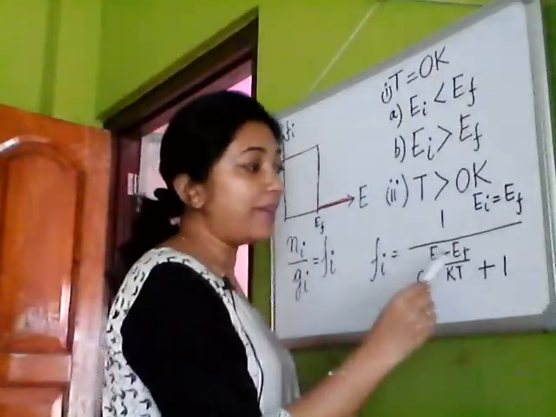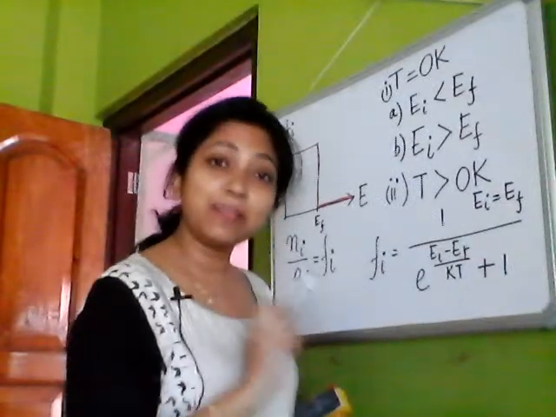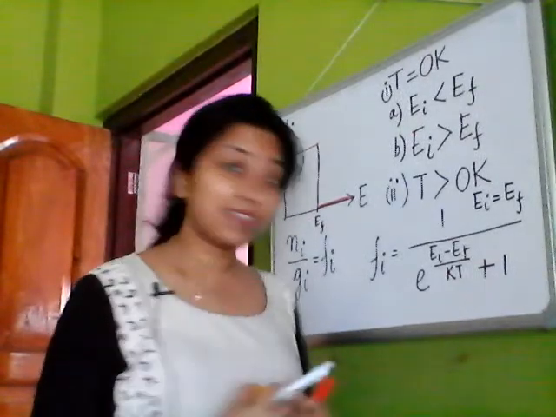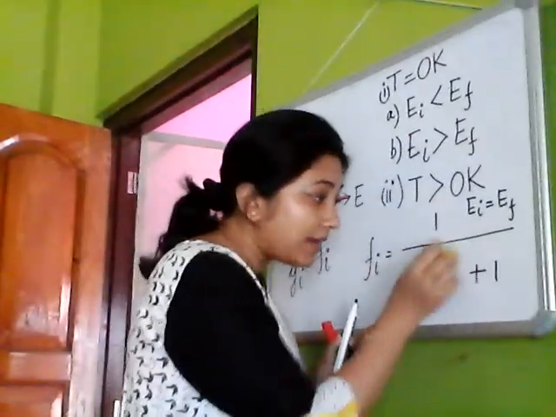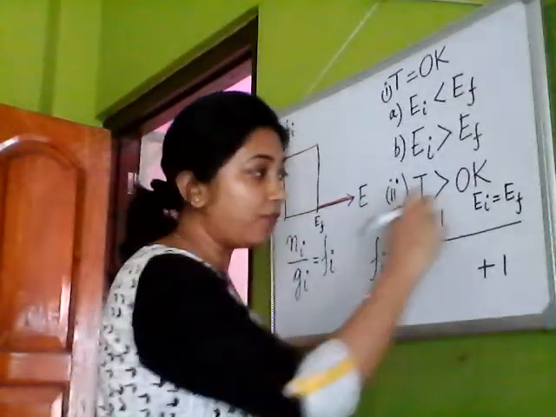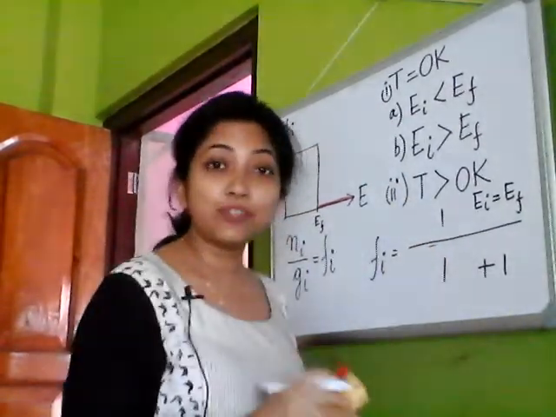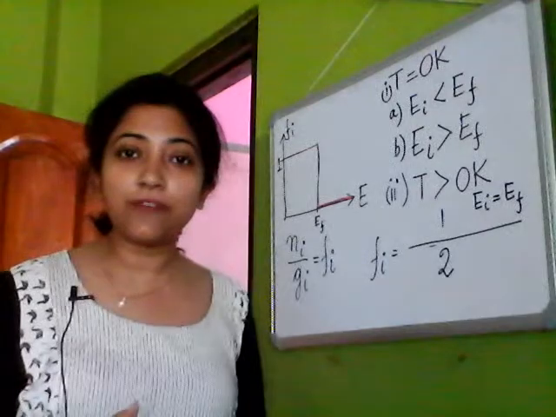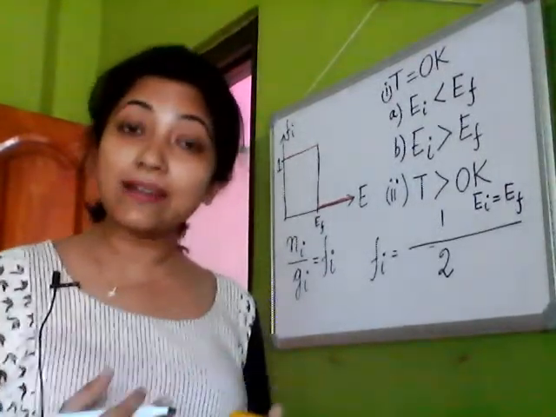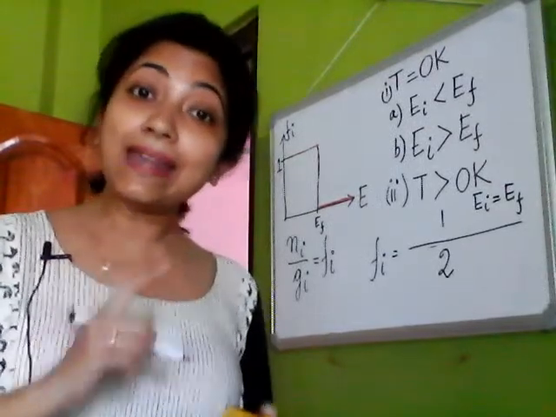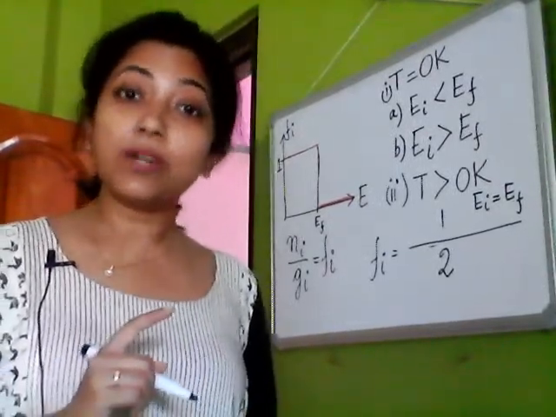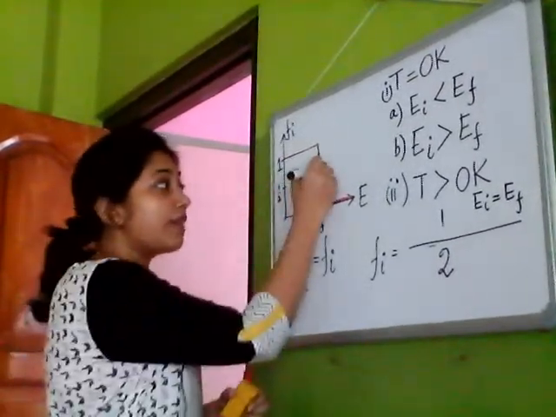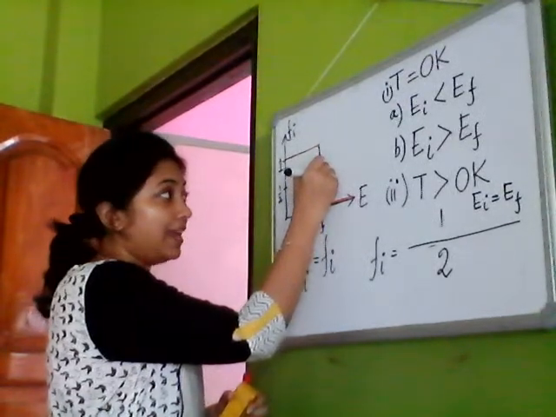Under this situation, EI minus EF will be 0. So e to the power 0. And what is e to the power 0? E to the power 0 is 1. So under this condition, I have 1 by 1 plus 1, which means 1 by 2. So see, this distribution function at temperatures higher than 0 Kelvin and at the particular Fermi level, its value is exactly at half. So if I may point that point over there, it is this point.